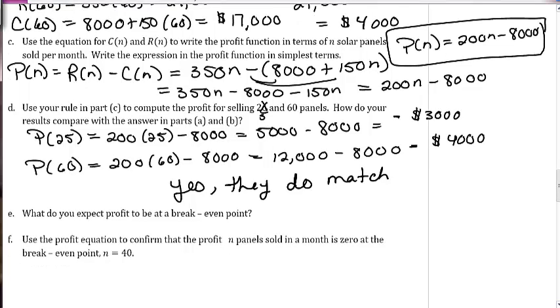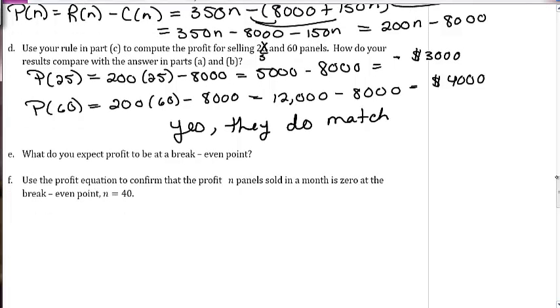So what do we expect profit to be at the break-even point? Well, that's when revenue and costs are equal to each other, so when they're equal and then we subtract them, we should expect a profit of $0.